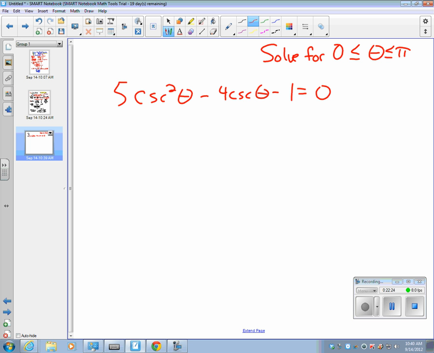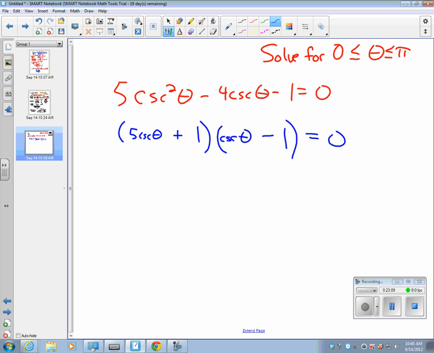Okay, so same thing, same steps, right? Okay, let's look at it. What's our first step? Tanner, what's the first step? Factor. Factor, okay, so we're going to factor 5 cosecant theta, 1 cosecant theta. Again, a 1 and a 1, right? And again, this is going to be a negative, and that's going to be a positive.